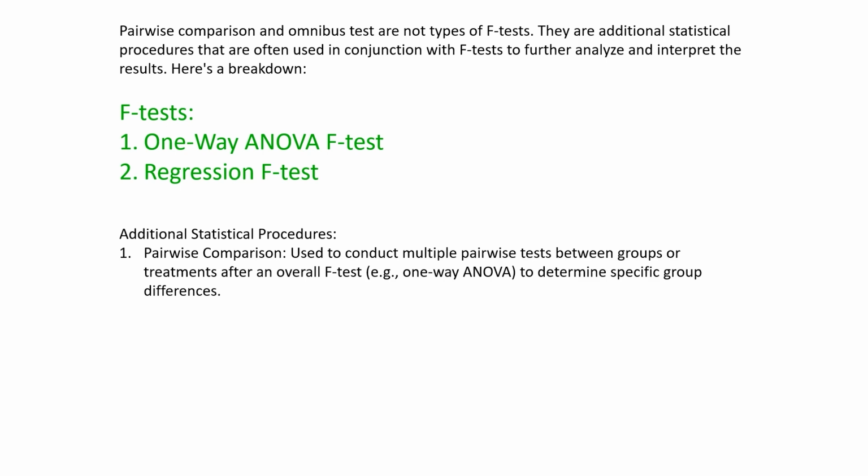It is used to conduct multiple pairwise tests between groups or treatments after an overall F test. The overall F test is your regression F test. That's what we call the overall F test. For example, a one-way ANOVA to determine specific group differences. So pairwise comparison is used to conduct multiple pairwise tests between groups or treatments after an overall F test. For example, we can use a one-way ANOVA to do that pairwise comparison to determine the specific group differences.